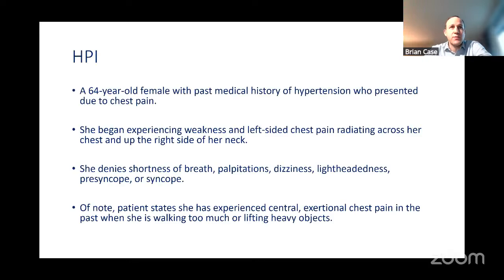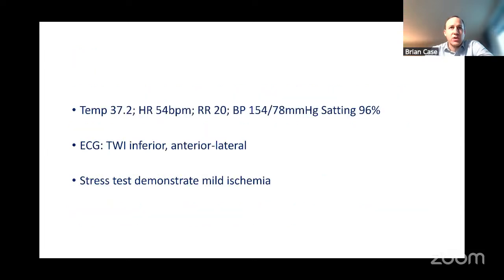This was a 64-year-old female with a past medical history of hypertension who presented for evaluation of chest pain. She had been experiencing weakness and left-sided chest pain that radiated across her chest and up the right side of her neck, with no shortness of breath, palpitations, or dizziness. A few months ago she also experienced chest pain while walking too much or lifting heavy objects. She saw her outpatient cardiologist.